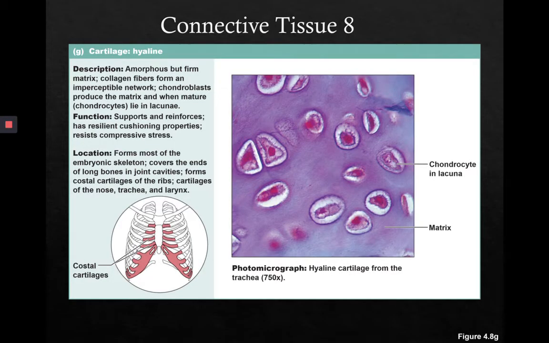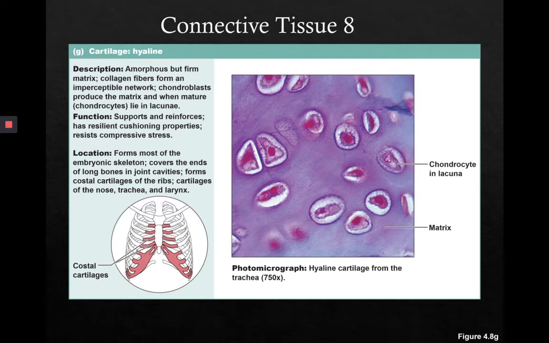Let's look at hyaline cartilage. Hyaline cartilage again contains a lot of collagen fibers. In this view, none of them are being specifically focused on, so we get that stained glass appearance. The locations of hyaline cartilage are in the embryonic skeleton because it's the model for the skeleton.